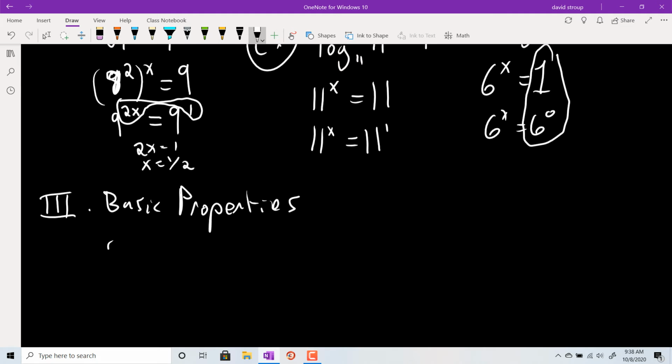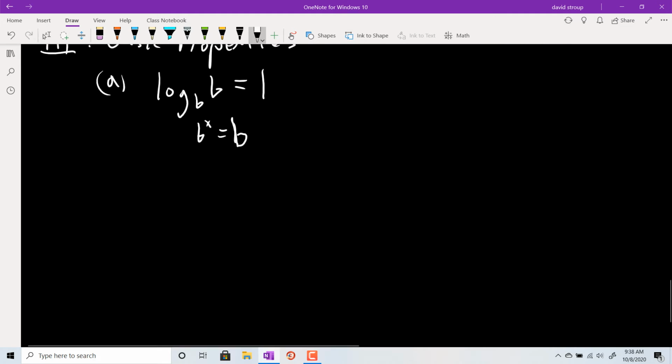Okay. So the first one, log base b of b is always going to be equal to 1, right? So you're asking, sorry, b to the what power is equal to b? That's just 1. Let's look at another. So log base b of 1 equals what? So b to what power equals 1 this time? So that's just the 0 one.